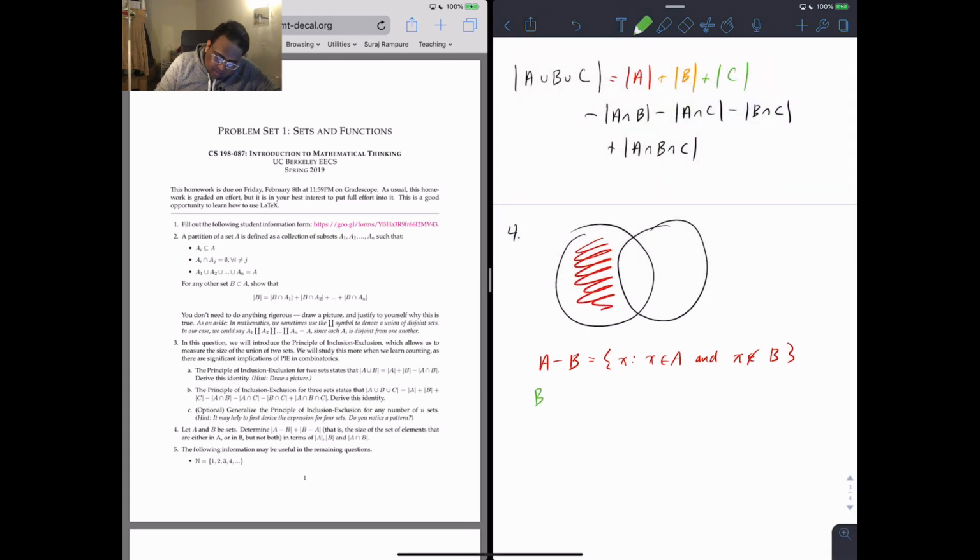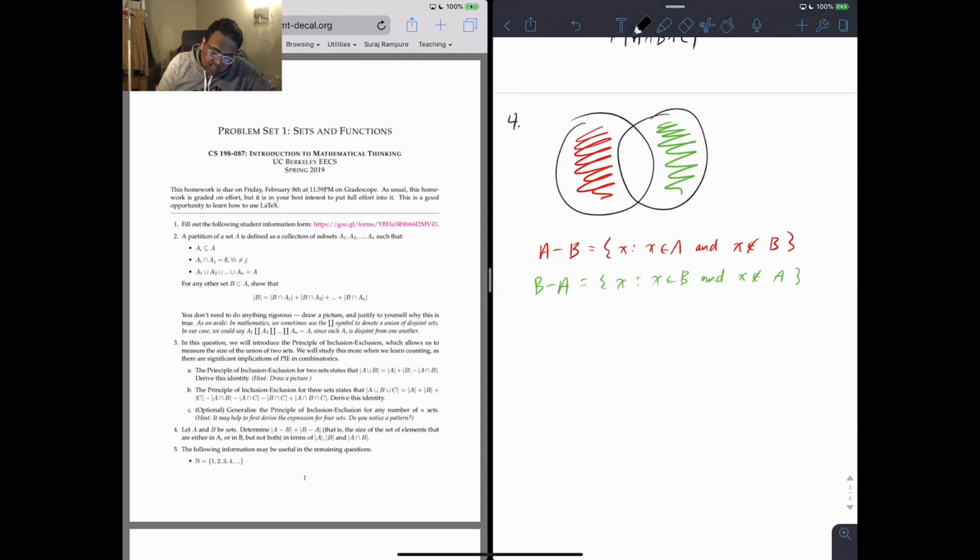And similarly, what's B minus A? It's the set of everything that's in B and not in A. So that's this region over here. Well, this looks very similar to the union of A and B, just without the intersection. So what we see is that the cardinality of A minus B plus the cardinality of B minus A is just the cardinality of the union of A and B minus the cardinality of the intersection. It's the elements that are only in A and the elements that are only in B. We got rid of the intersection.